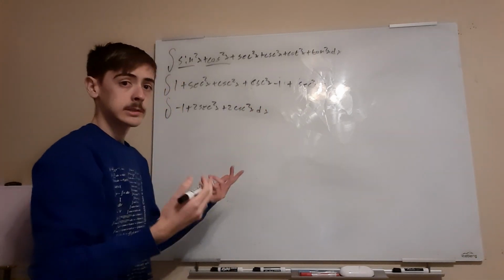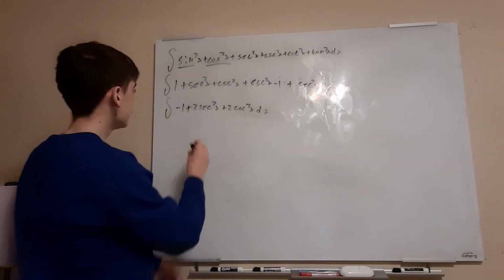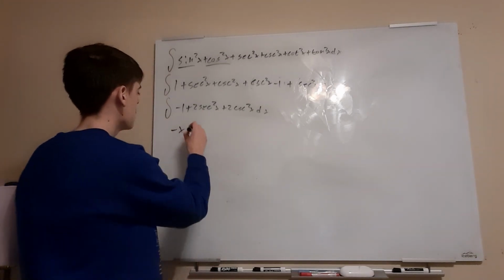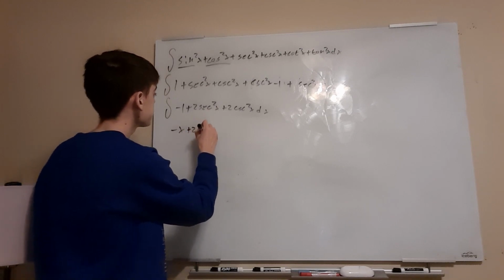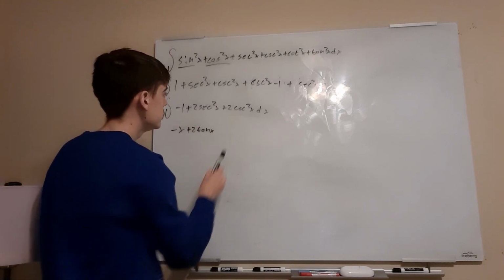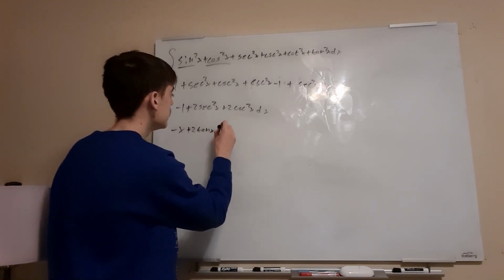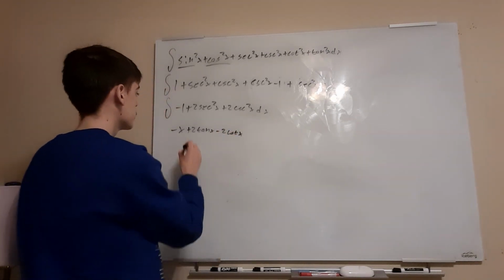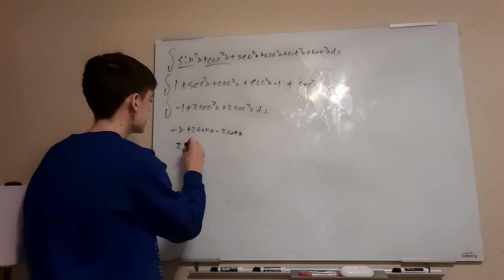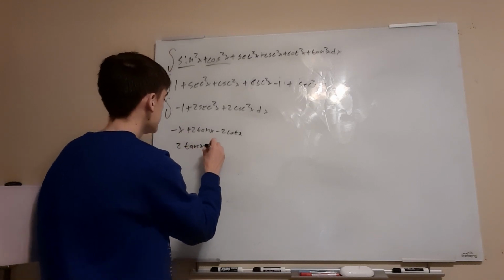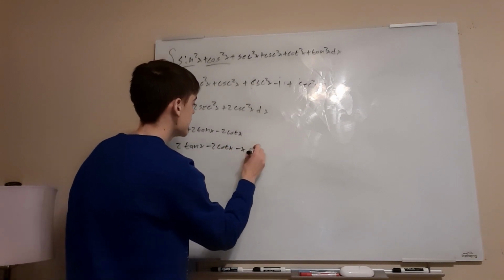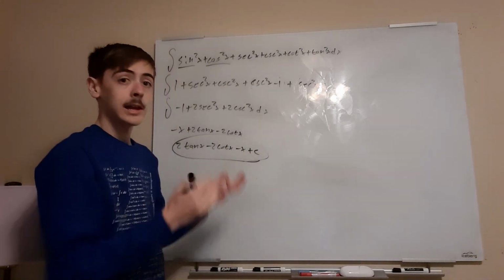And from here, we could just integrate term by term. Integrating negative 1, we're going to get negative x. Integrating 2 secant squared x, we are going to get 2 tangent x. And integrating 2 cosecant squared x, we will get negative 2 cotangent x. And so now just rearranging to make it a bit nicer looking, our final answer is 2 tangent x minus 2 cotangent x minus x plus c, and that is our final answer.